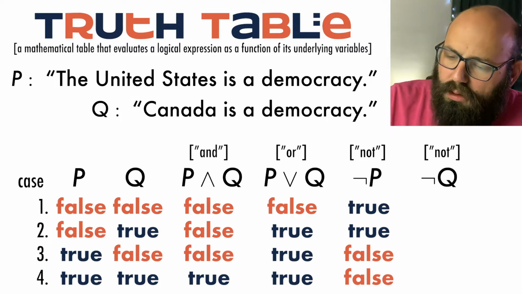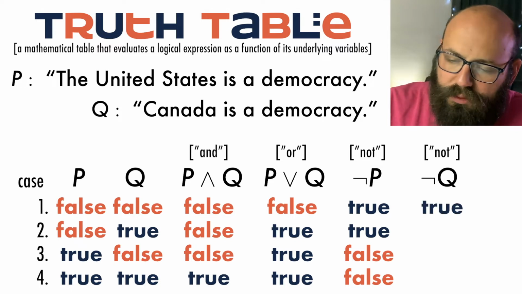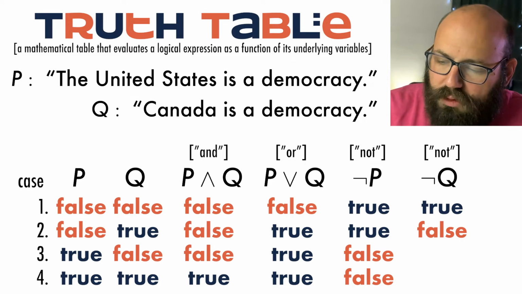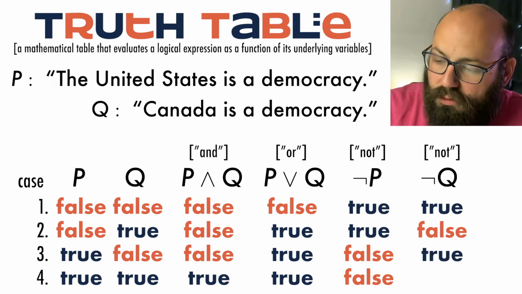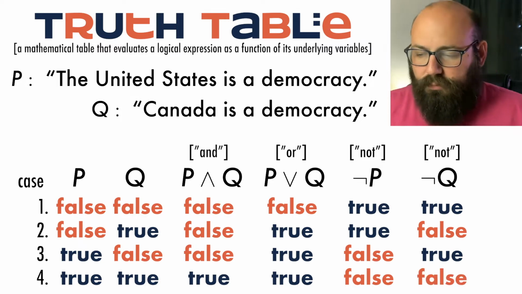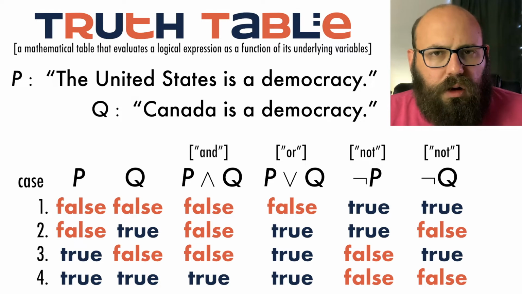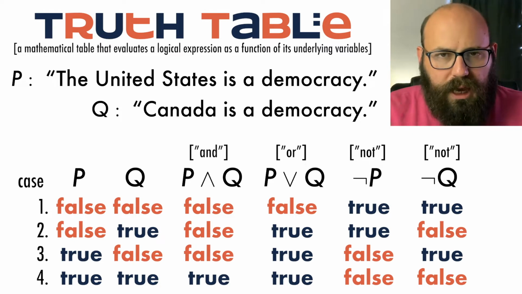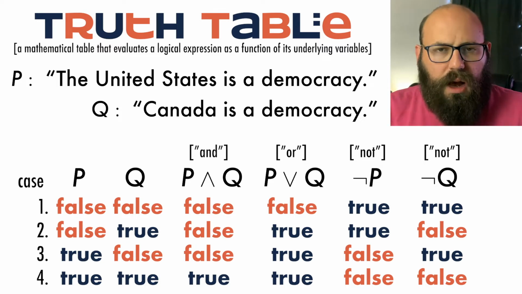And then just for funsies, let's do not Q as well. Well, in case 1, Q is false, so give me a true. In case 2, Q is true, so give me a false. In case 3, Q is false, so give me a true. And in case 4, Q is true, so give me a false. So these not operators are at our disposal too. So and, or, and not. Those are the three most basic operators.